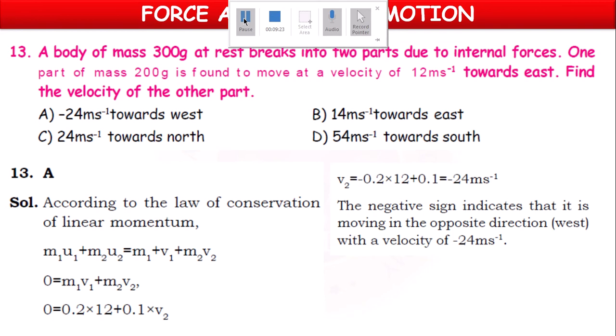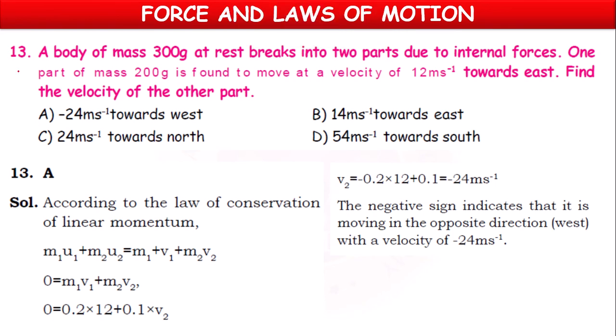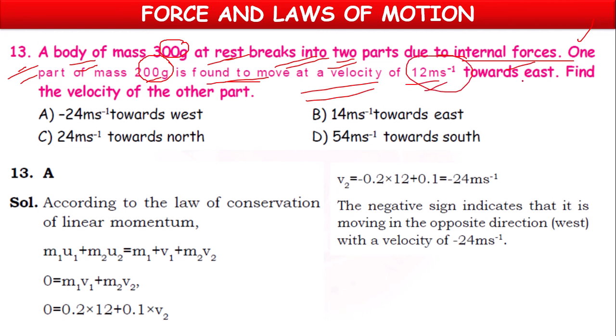Next children. 13th question. A body of mass 300 grams at rest breaks into 2 parts due to internal forces. One part of mass 200 grams is found to move at a velocity of 12 meter per second towards east. Find the velocity of the other part.